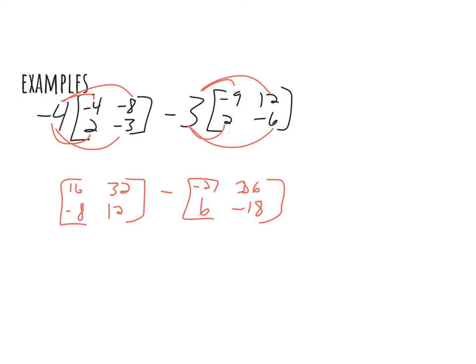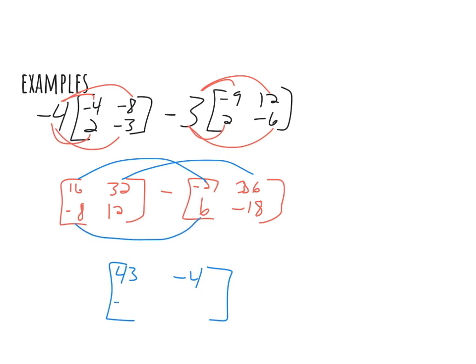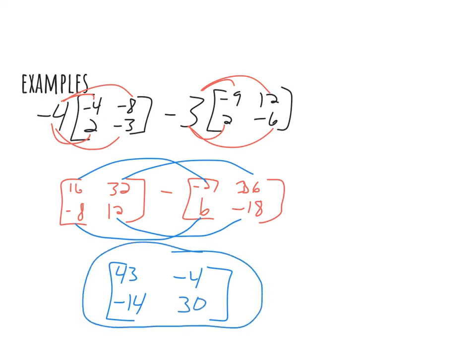So I've got my two new matrices here, and now I'm going to subtract them just like I would at the beginning. 16 minus a -27, that's going to get me 43. 32 minus 36 gets me a -4. -8 minus 6 gets me a -14. And 12 minus a -18 gives me a +30. So here is my end matrix.